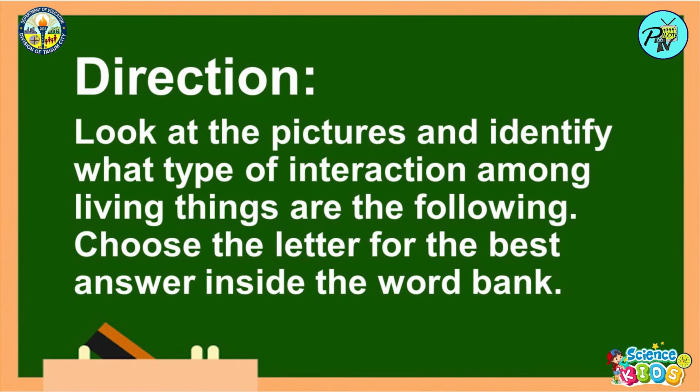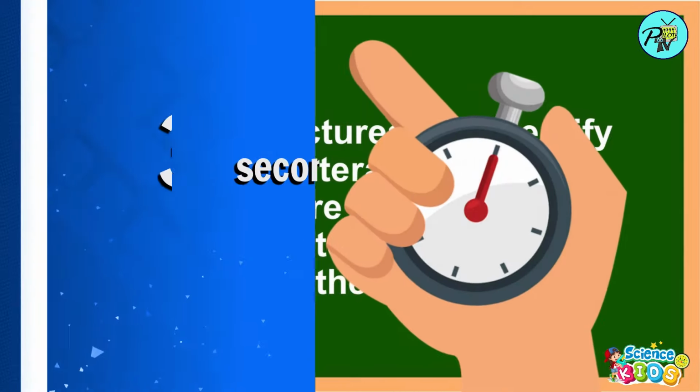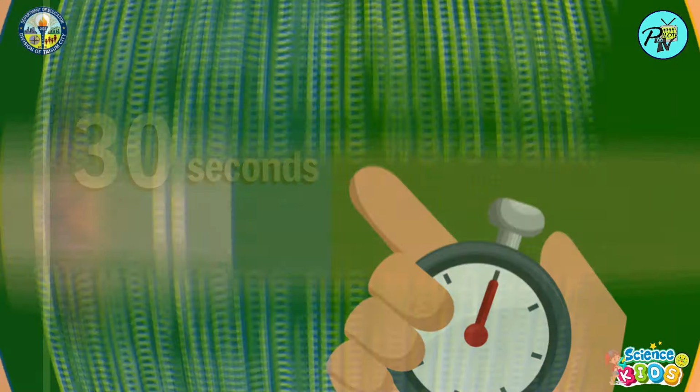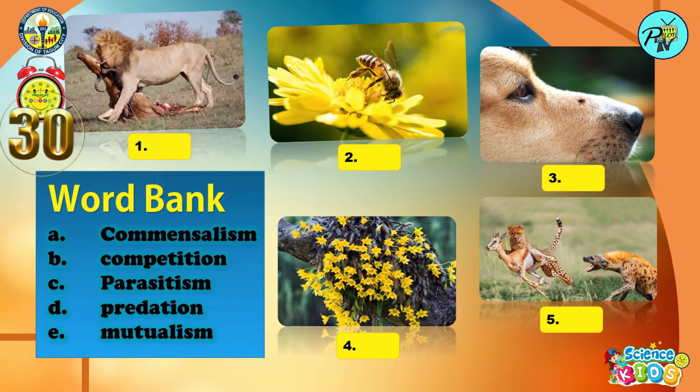Direction. Look at the pictures and identify what type of interaction among living things are the following. Choose the letter for the best answer inside the word bank. You will be given 30 seconds to answer. Timer starts now.